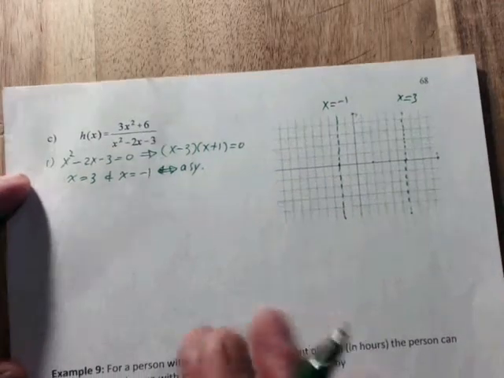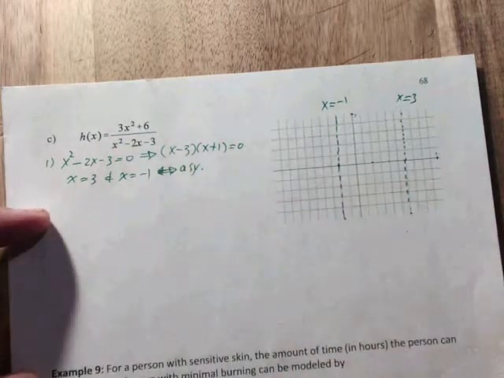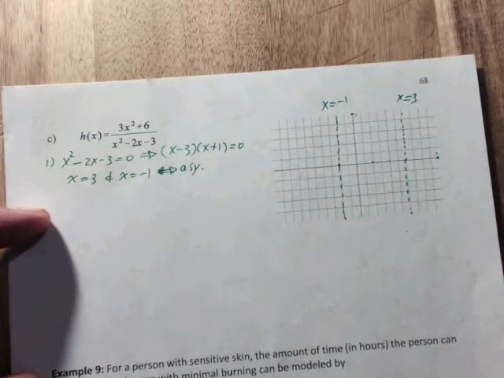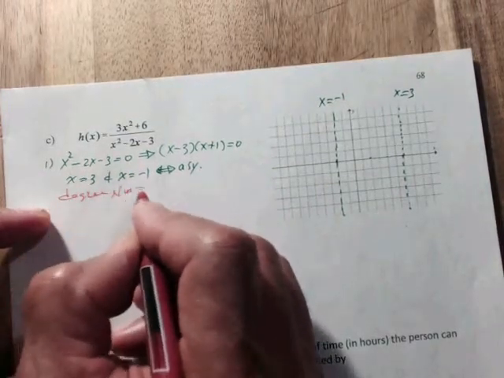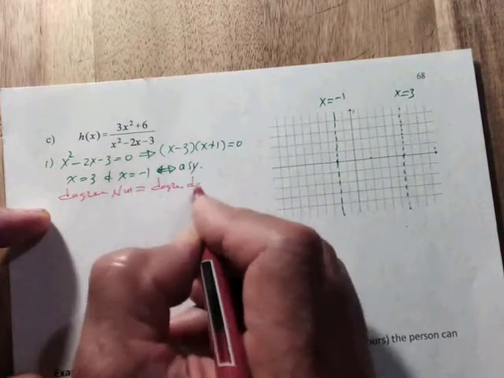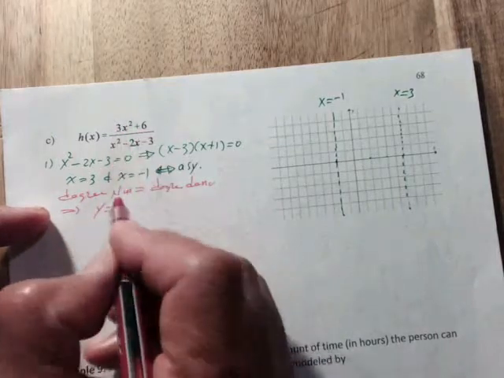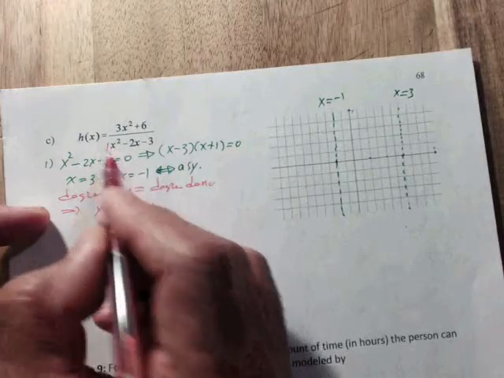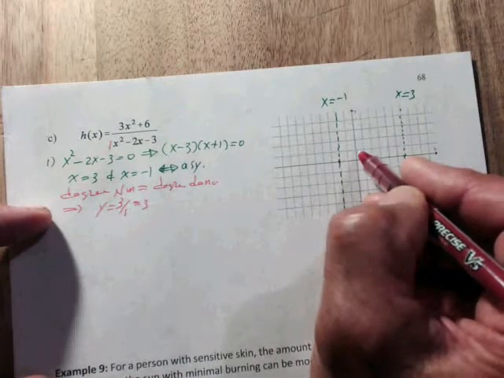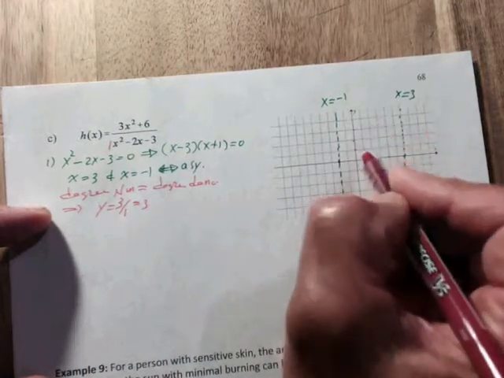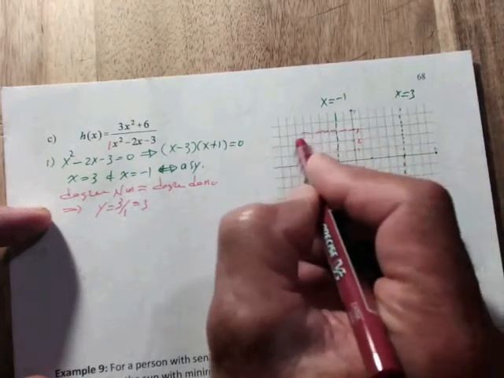And horizontal asymptote. What is the horizontal asymptote? Degree of the numerator equal to degree of the denominator. So that means y equal to the ratio of the leading coefficients. 3 divided by 1, which is 3, is a horizontal asymptote. So let's see. I'm going to use these at 1. 1, 2, 3. This is the horizontal asymptote.